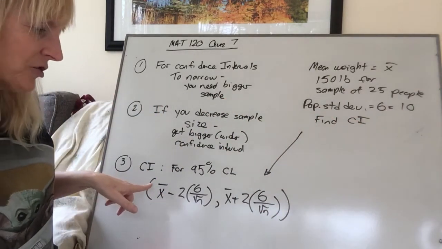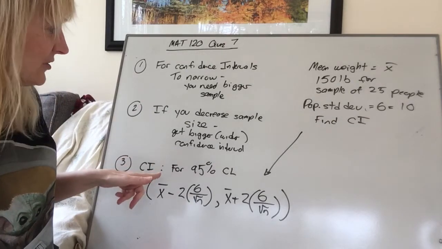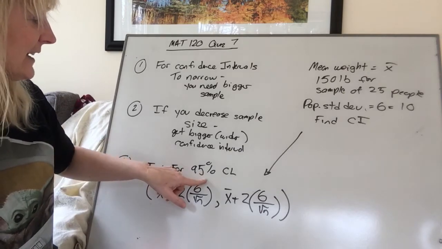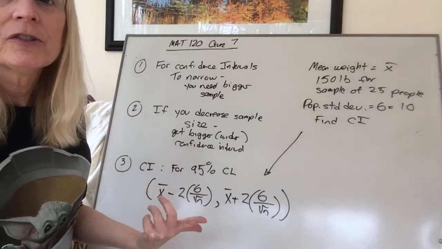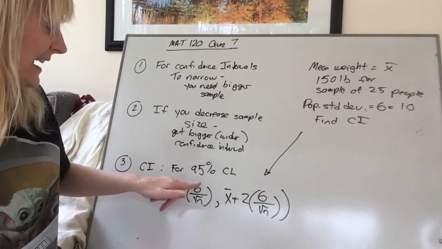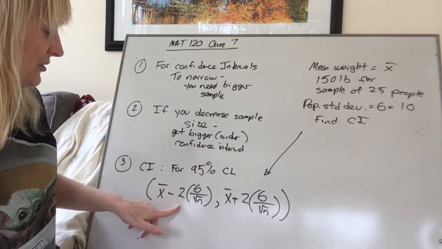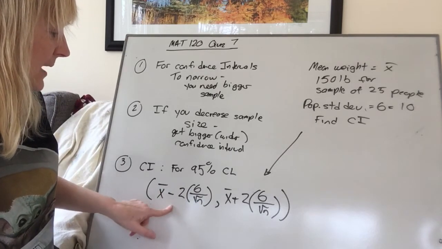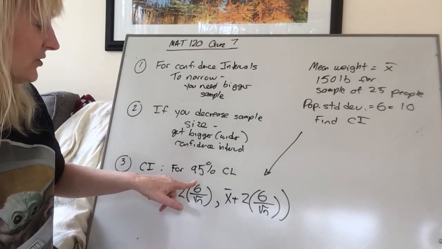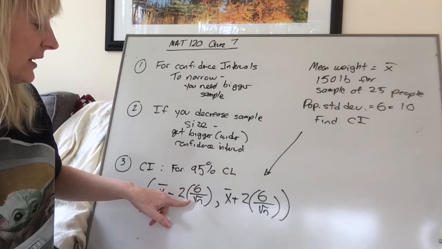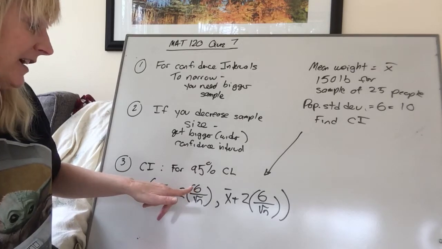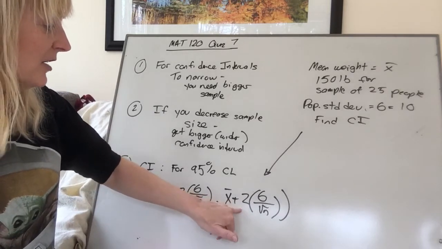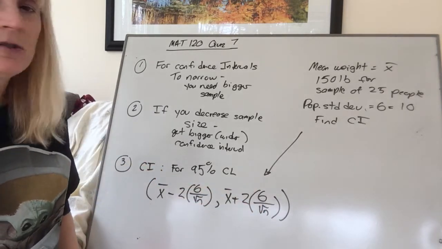Okay, the third question has to do with calculating the confidence interval. They tell us we want a confidence interval with a 95% confidence level. That 95% confidence level uses this for your confidence interval. It's the sample mean minus 2 times the standard deviation divided by the square root of n, the population standard deviation. They have to give you that. And that's the low end, and the high end is the mean plus 2 times the standard deviation divided by the square root of n.